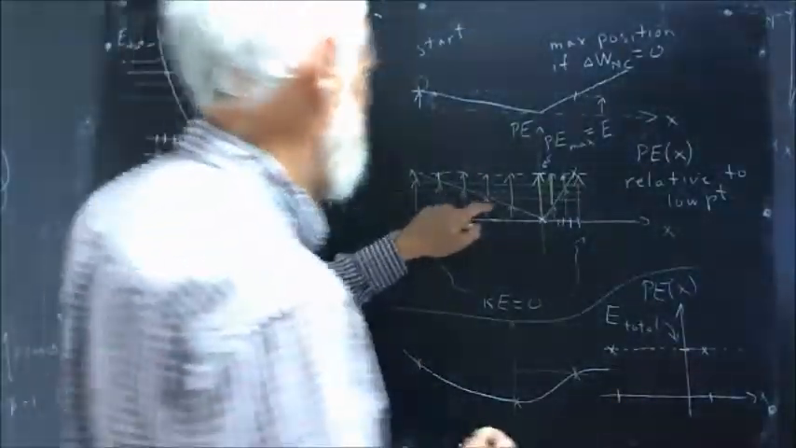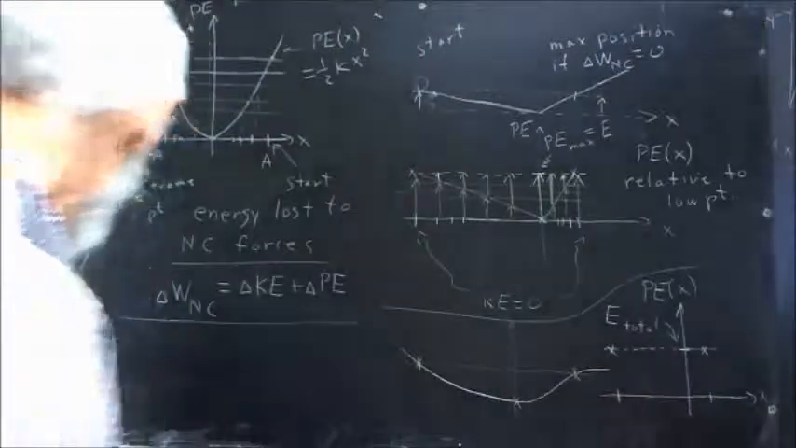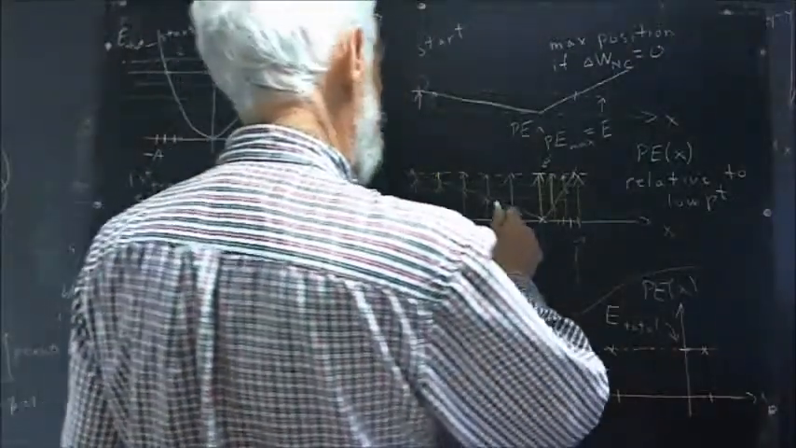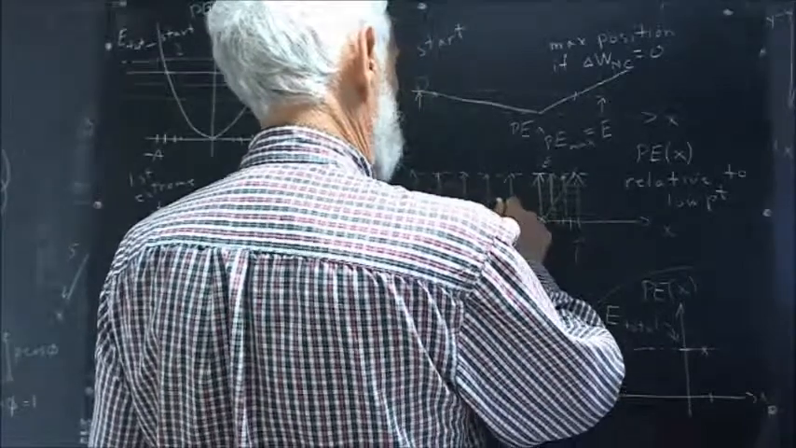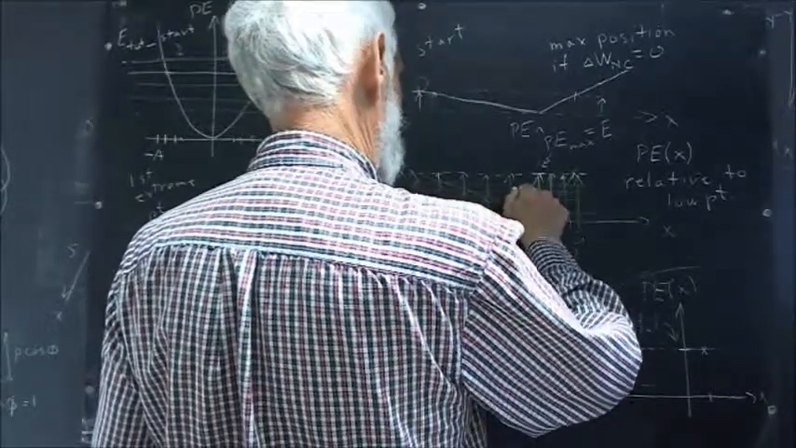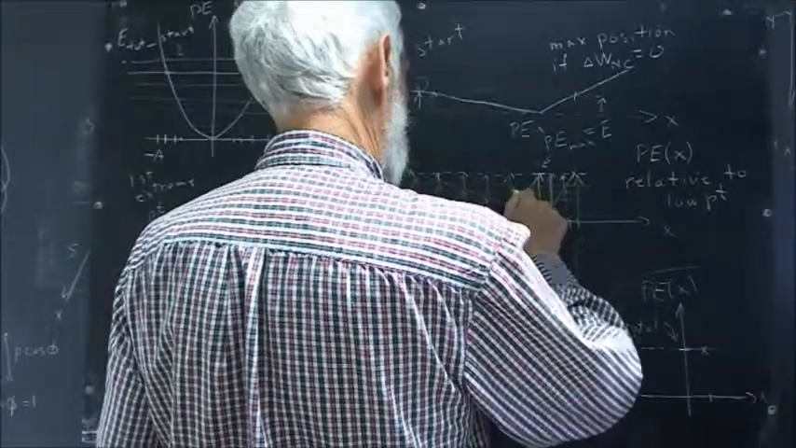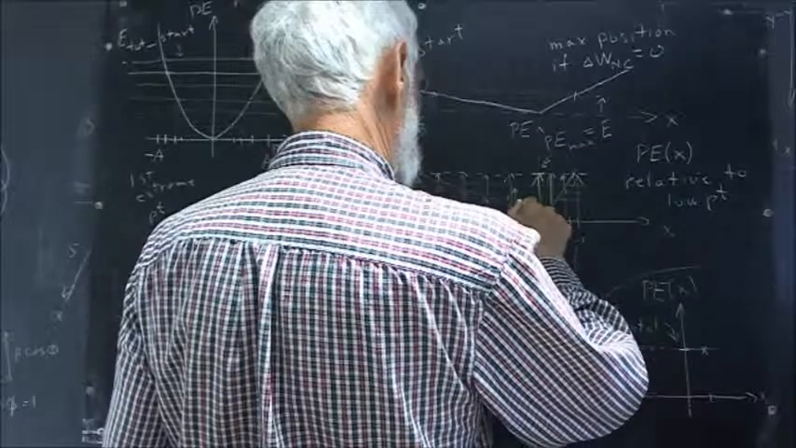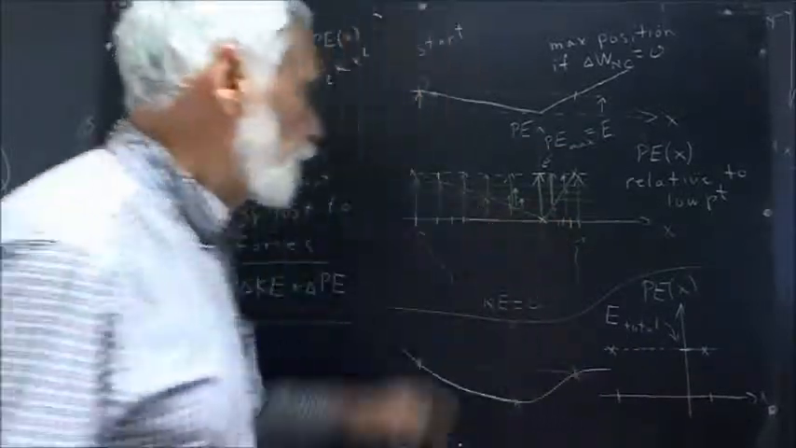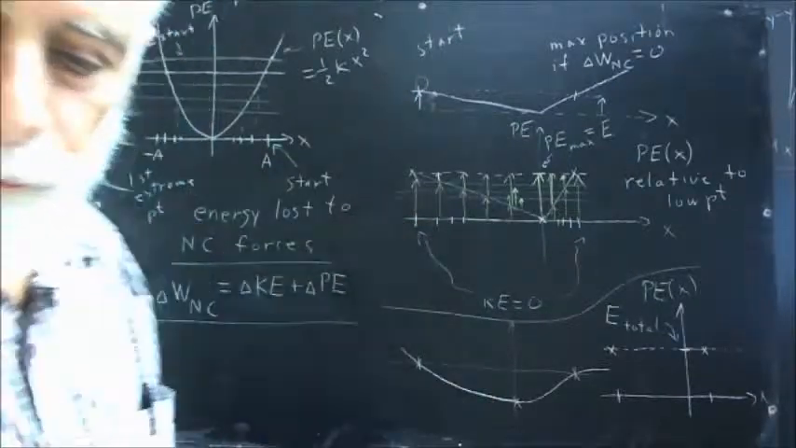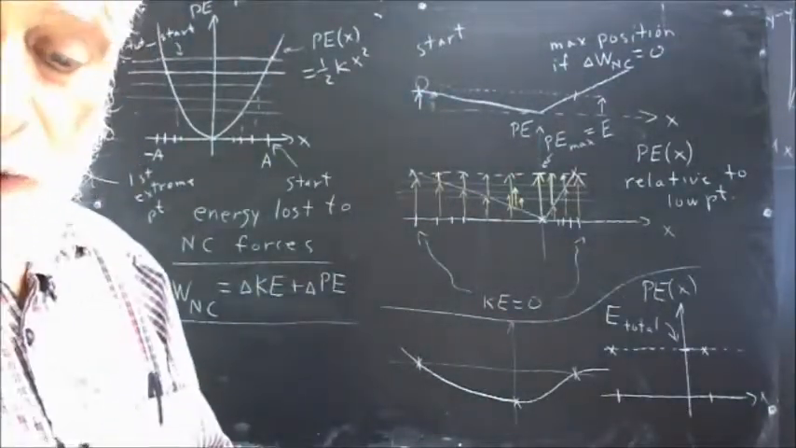So at this point, let's say, the kinetic energy on this return might only go to here. Then on a later return, maybe only to here. A later return, maybe only to here. So the kinetic energy at any point that's being passed by this ball is going to decrease in time.